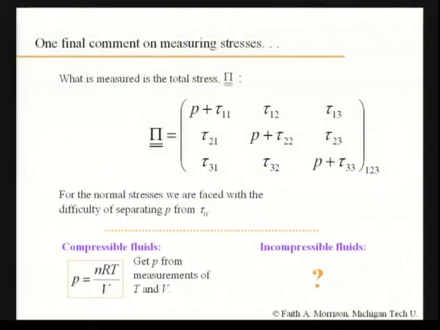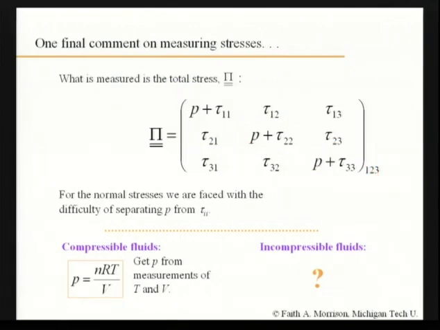Now there's one more factor that impacts the calculation of stresses in our rheometric flows, and therefore impacts what measurements we actually make, and that's the incompressibility problem. So I'll say this once and then I'll say it again on Friday. So one final comment on measuring stress. When we measure stresses, there's this little problem of the isotropic stress on the diagonal.